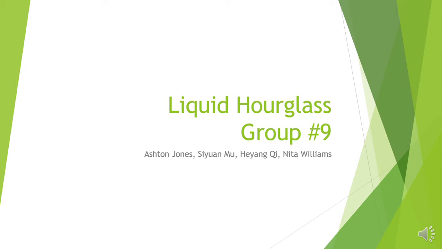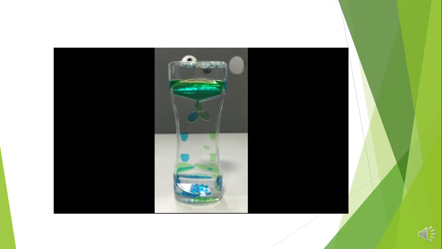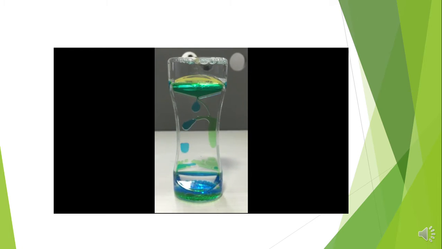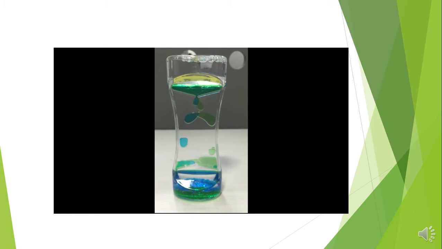This is Group 9, and we are here to talk about the fluid mechanics involved with a liquid hourglass. A liquid hourglass is dissimilar to a traditional sand hourglass in that instead of solid particles and air, we have two liquids within the glass, water and oil. When the hourglass flips, water drops down through the oil in a timely manner. But how does this work?